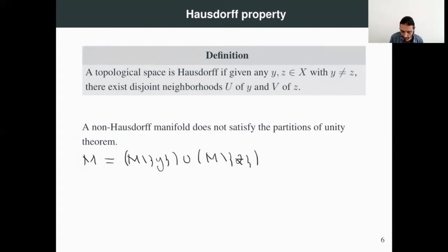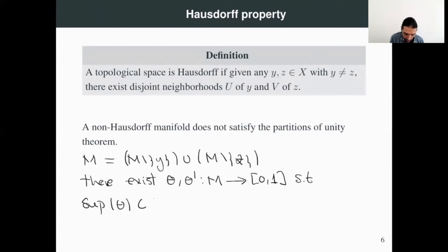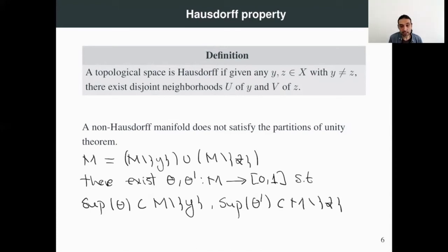So if the theorem is satisfied, then there are two differentiable functions, theta and theta prime, defined in M, whose values are in [0, 1], such that the support of theta is contained in the complementary of Y in M. The support of theta prime is contained in the complementary of the set whose only element is C, and besides that, the sum of theta and theta prime is equal to 1. Right? Let's see if this is possible.